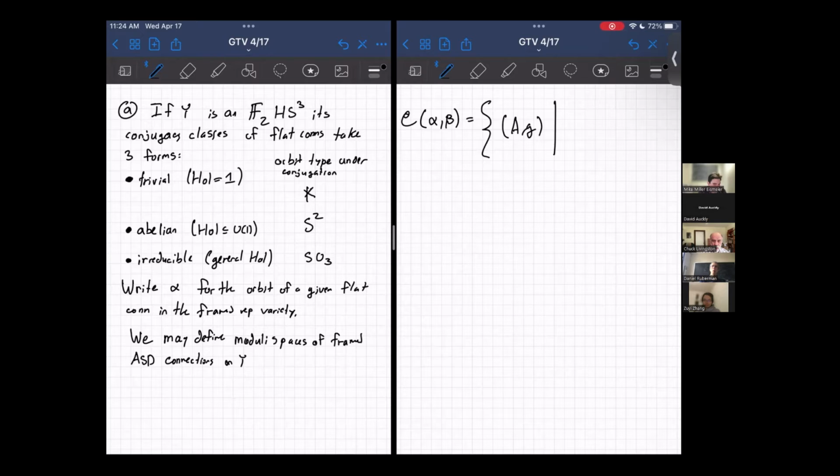Let's write those as pairs A comma G. A is an ASD connection on the cylinder. G is an element of SU2, which I think of as living at 0 cross a base point in the cylinder. A limits to alpha and beta, respectively, on the two ends. And maybe I'll slide this over so I have a tiny bit more room.